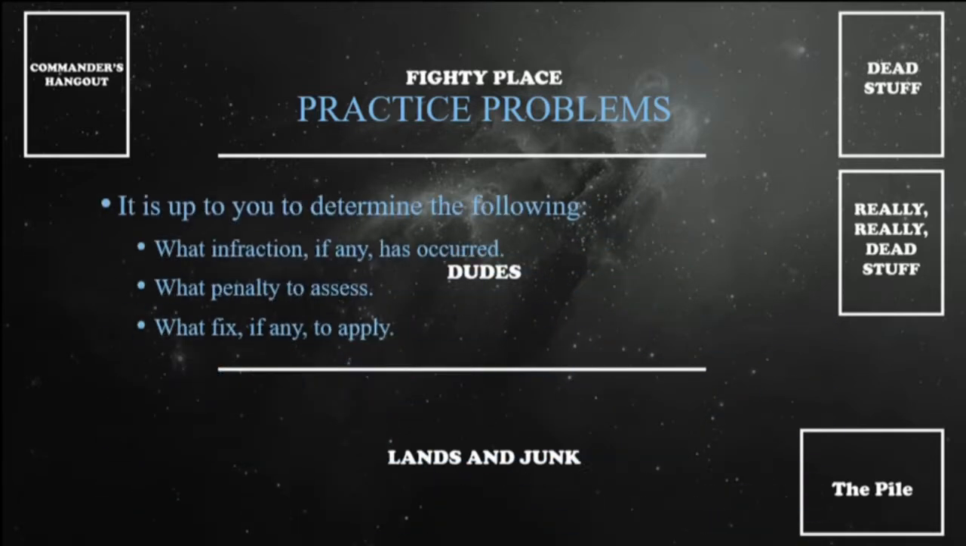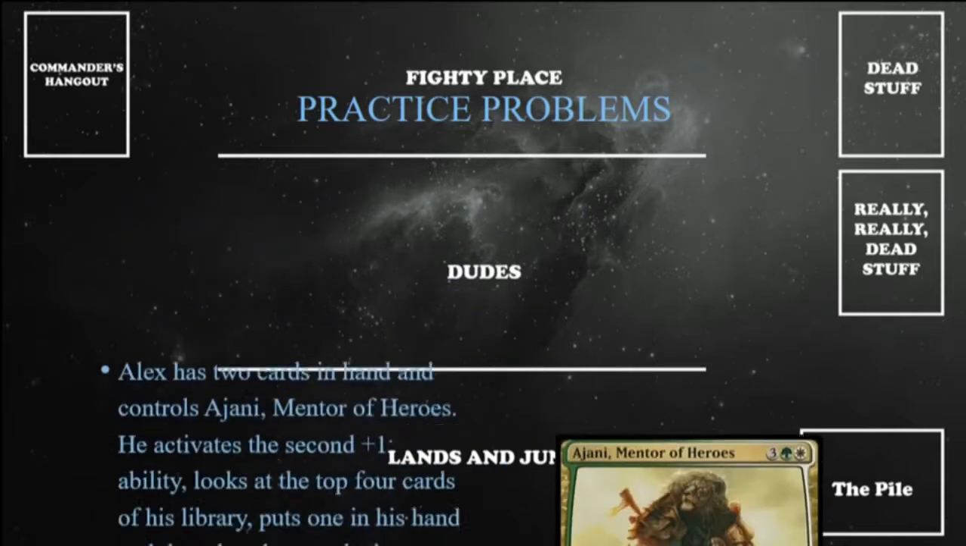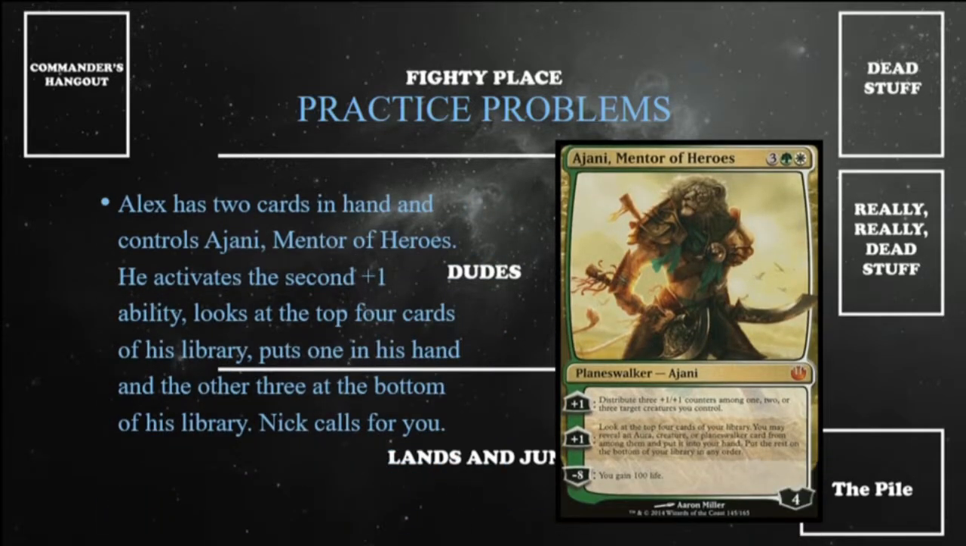Your job is to find the following. What infraction, if any, has occurred? What penalty to assess? Then what fix, if any, to apply? Our first problem. Alex has 2 cards in hand and controls a Jace, Mentor of Heroes. He activates the second +1 ability, looks at the top 4 cards of his library, puts 1 in his hand and the other 3 at the bottom of the library. Nick calls for you. What do you do?